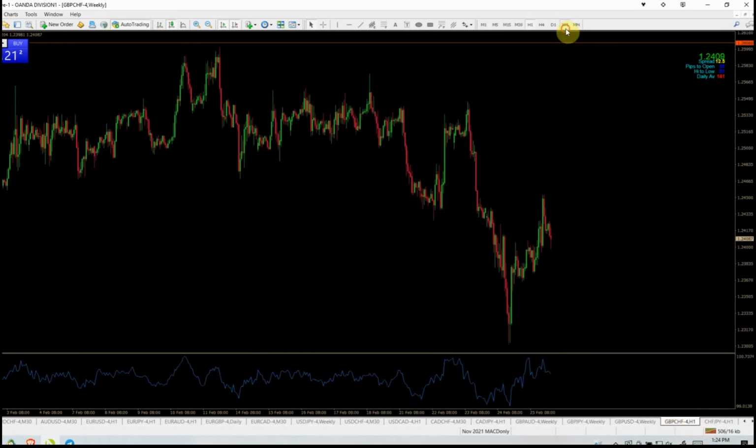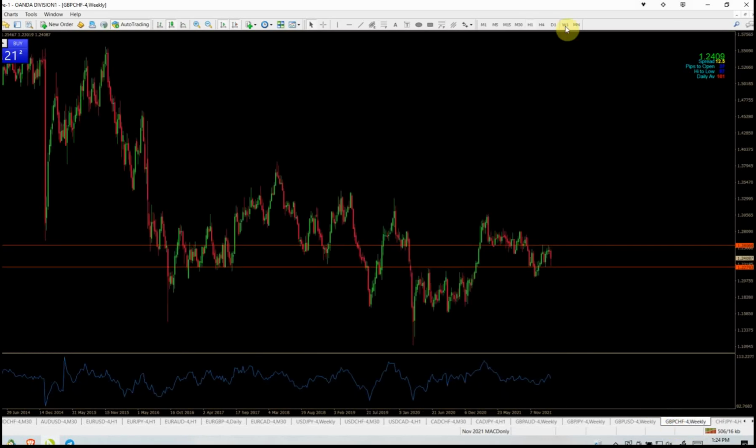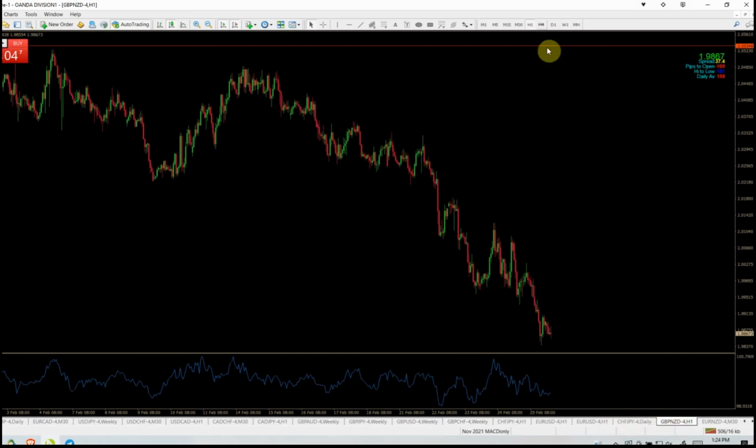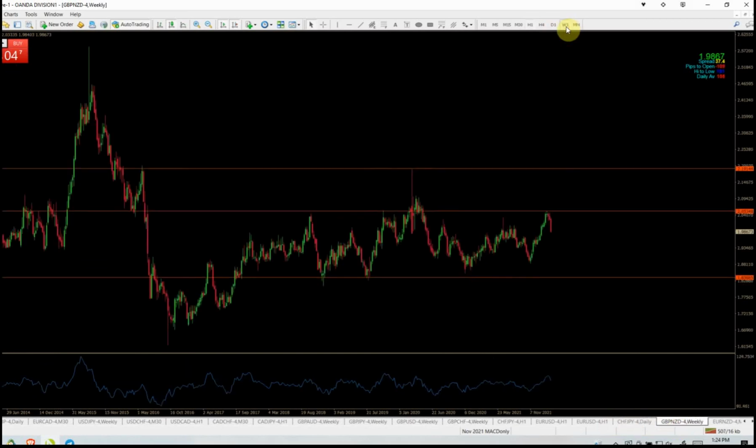So the pound Swiss is not as good. That range is really narrow, so we'll just skip. That's not one I'm really keeping much of an eye on. Let's look at pound Kiwi. Okay, so pound Kiwi, here's your range in here.